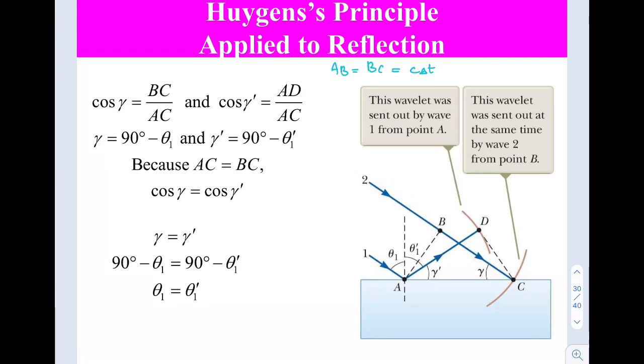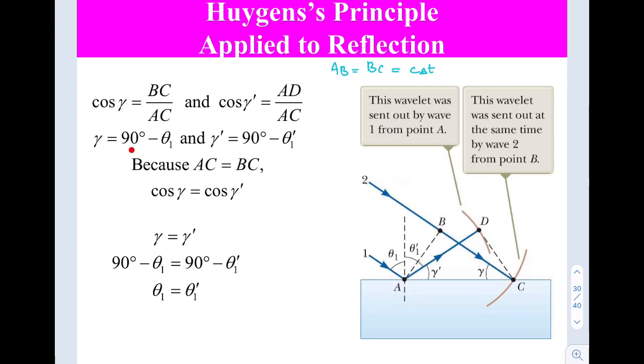The remainder of our analysis depends on geometry. Notice that the two triangles ABC and ADC are congruent because they have the same hypotenuse AC, and AD is equivalent to BC. From that, we can show that cos gamma is equivalent to BC over AC, and cos gamma prime is AD over AC.